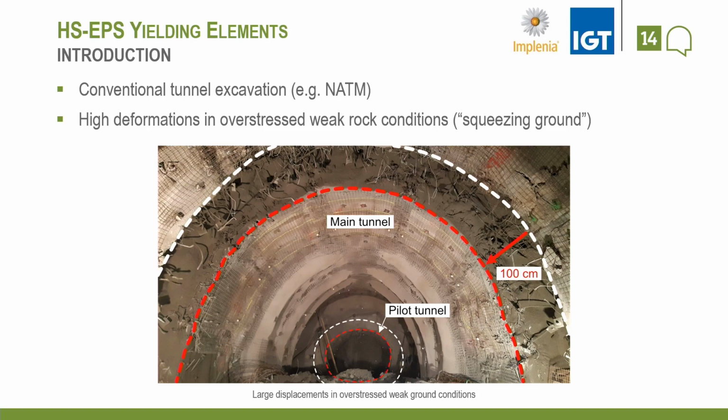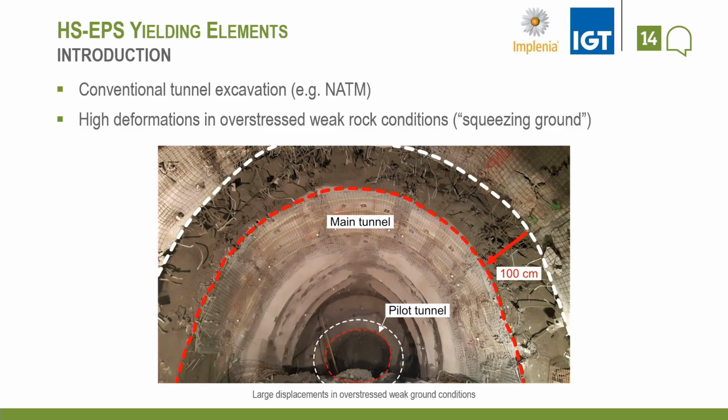You can see here one example where you see a pilot tunnel which was constructed beforehand to make some pre-relaxation. Here already you can see large displacements. Then in the next step, the main tunnel was constructed, also with large deformations, larger than 1 meter. And here the clearance profile was not fulfilled anymore. There have been some cracks in the shotcrete lining, and the tunnel had to be built a third time. And of course, we would like to avoid such situations.